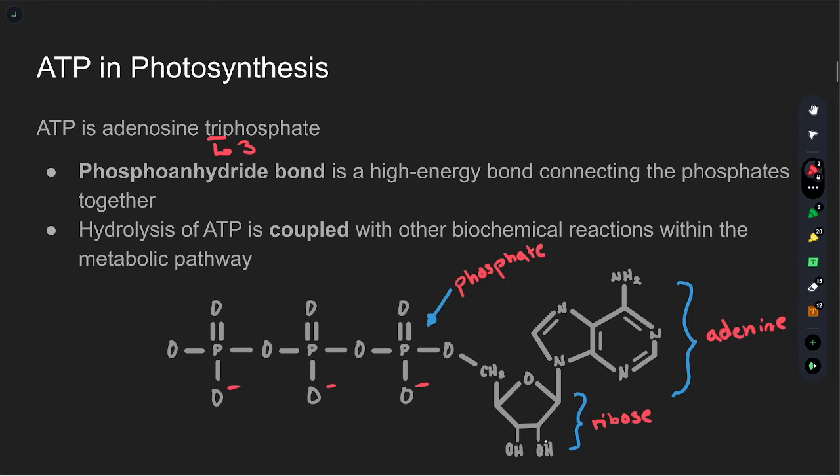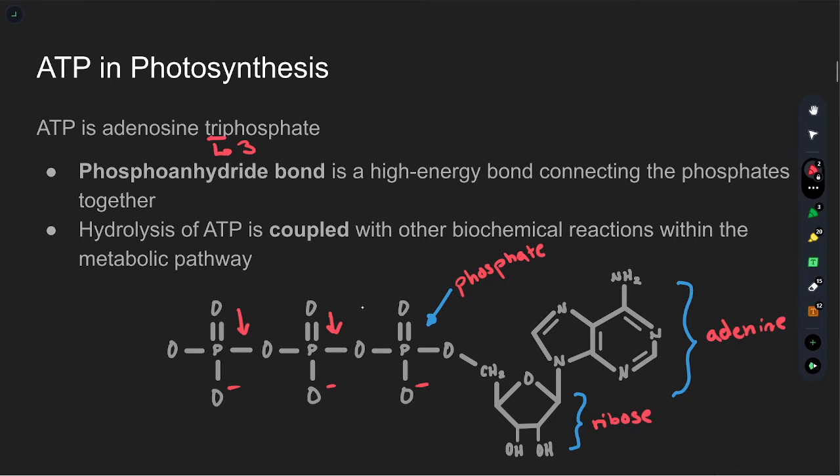groups, 2 hydroxyl groups. Phosphoanhydride bonds, these are quote unquote high energy bonds that connect phosphates together. This is your phosphoanhydride bond. This is your phosphoanhydride bond as well. This is not a phosphoanhydride bond. I made a mistake in the last video. That is my bad.